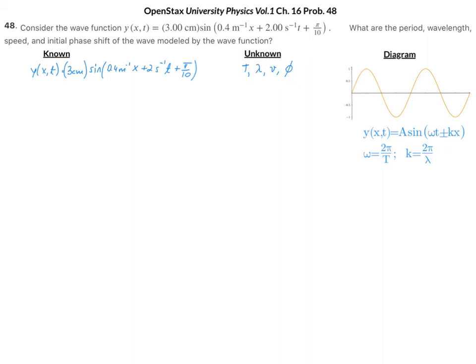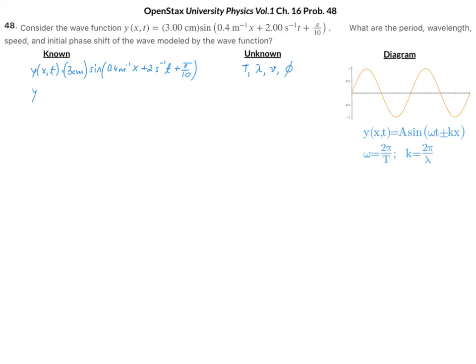So in our problem, first of all, we have omega t over here and kx over there. So these two are switched. Since the kx has a positive sign, it means that this wave is traveling in the negative x direction. So we can say that this is going in the negative x direction. Now we know that omega is 2 pi over period, and we know that k, the wave number, is 2 pi over wavelength.